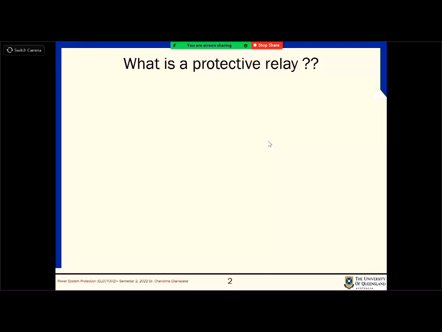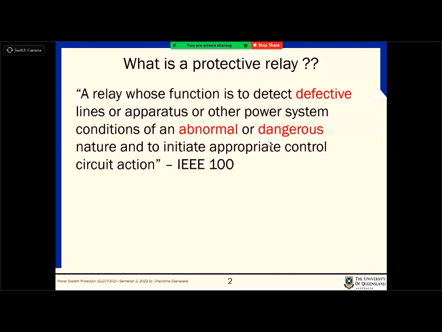So based on all these conditions, IEEE has defined it in this way, right? Its function is to detect defective lines, apparatus or power system units of an abnormal or dangerous nature, right? So that defect could be caused by these abnormal conditions, right? That is the basic definition for a relay coming from IEEE.